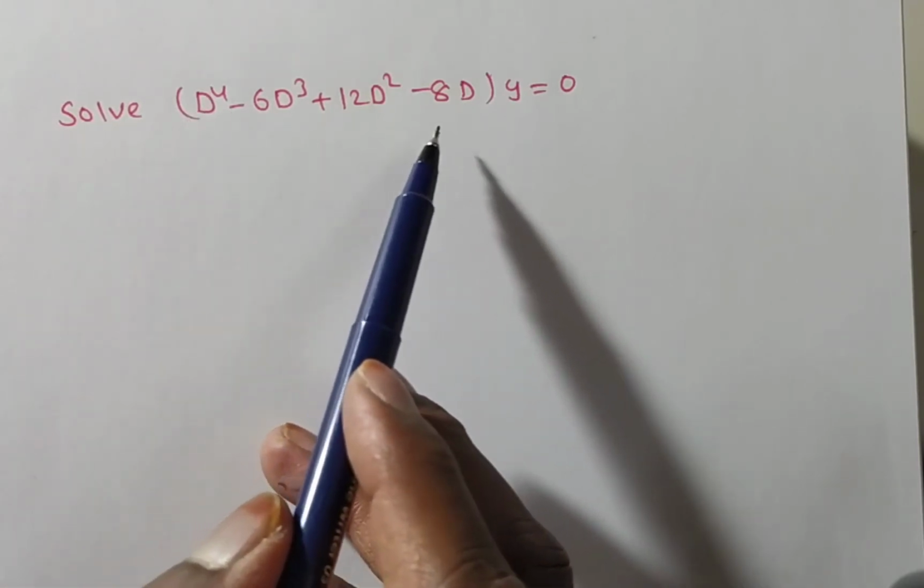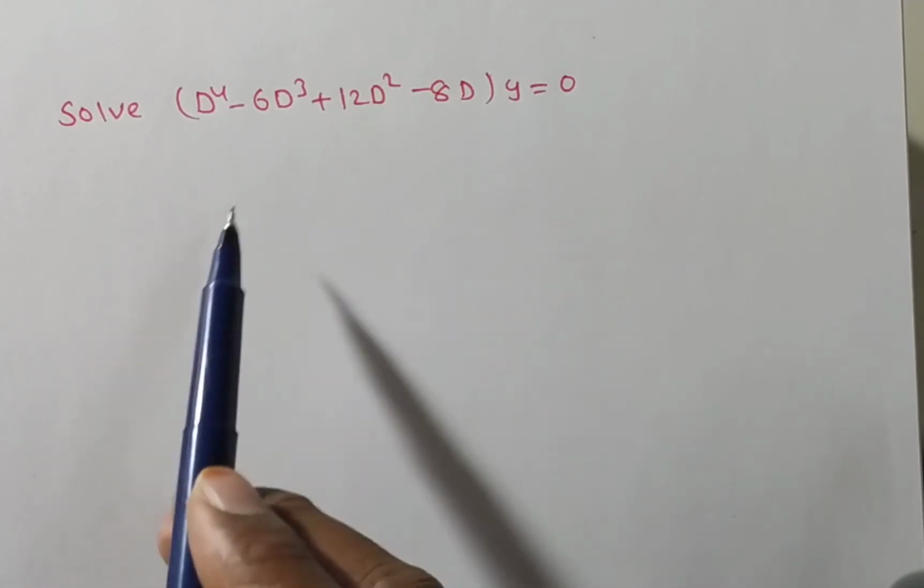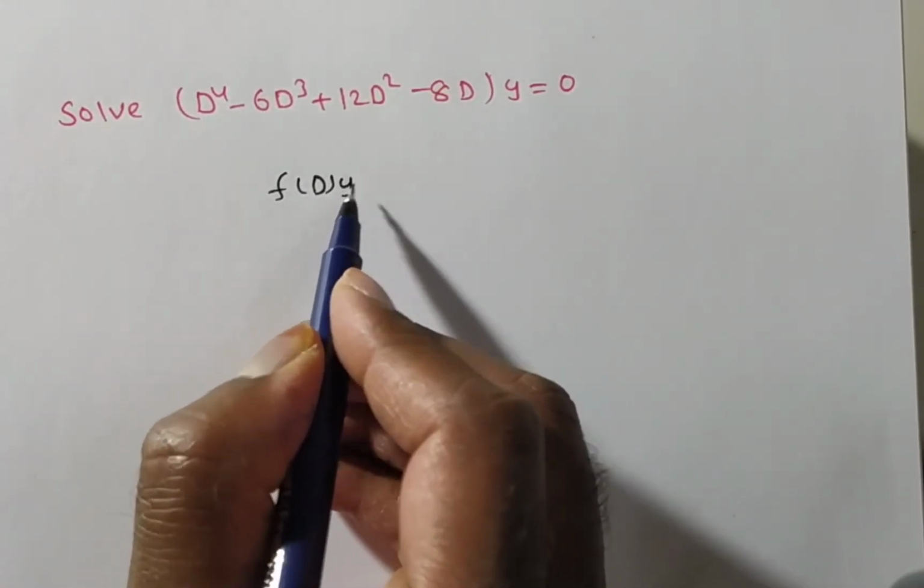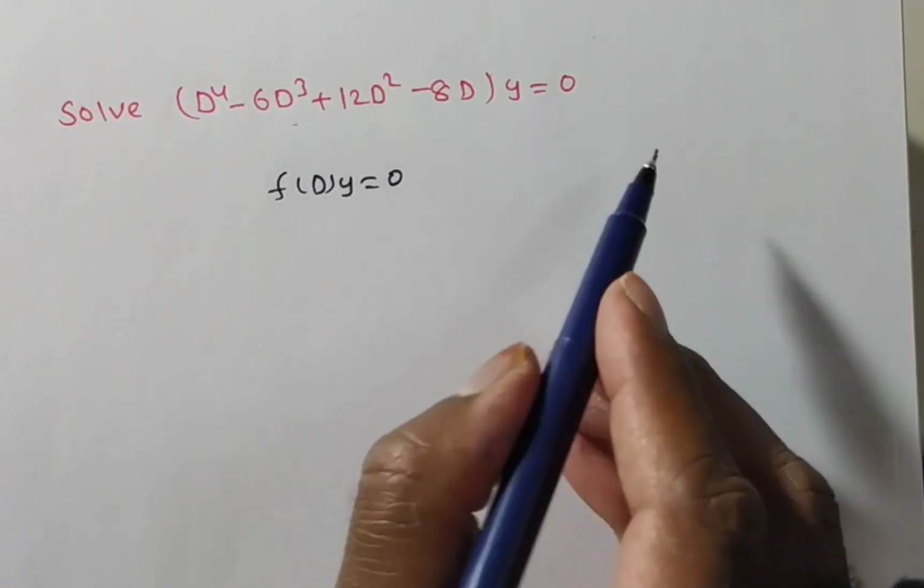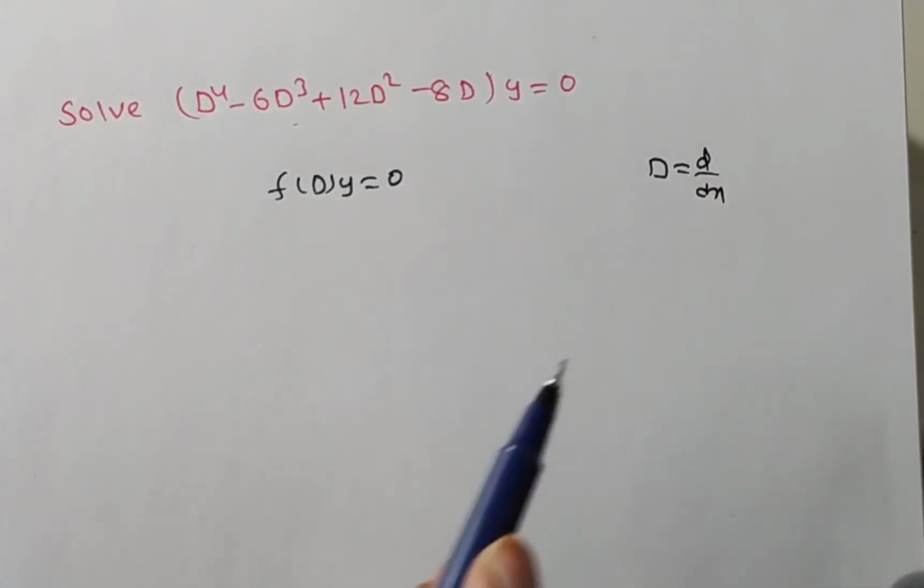So this problem belongs to the higher order linear differential equation, and the coefficients are constant, right? Now this is in the form f(D)y = 0. It is in operator form, where D is called the differential operator. We are denoting it with d/dx.